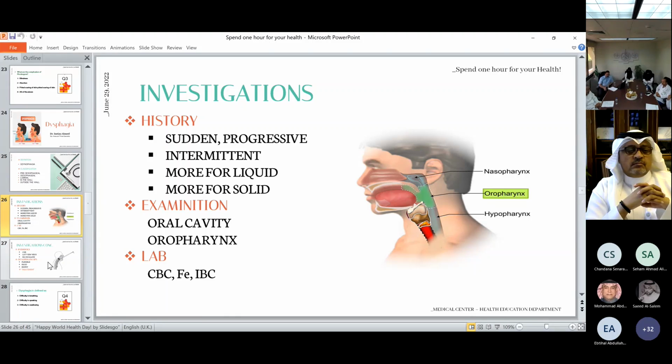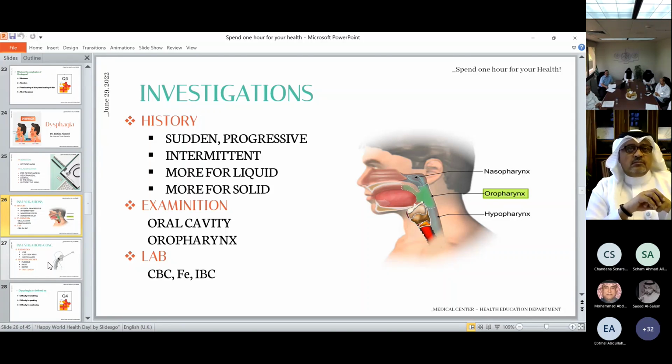It may be intermittent, or it is intermittent. If it is intermittent, the diagnosis is mostly spasm of the passages, spasmodic. If it is more for liquids, it shows a paralytic condition. If it is more for solids, it shows malignancy.